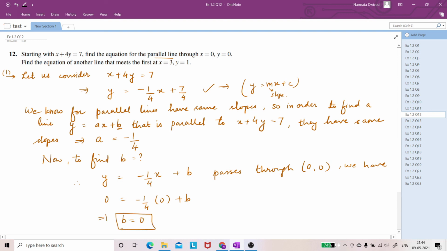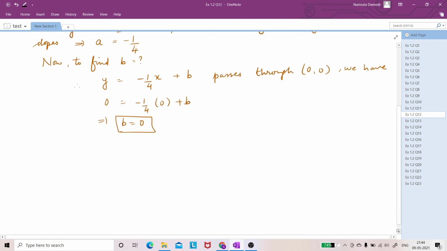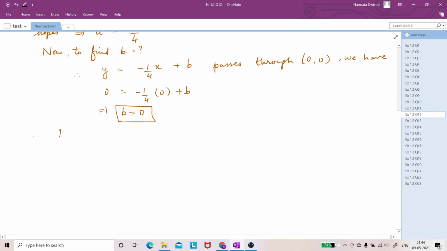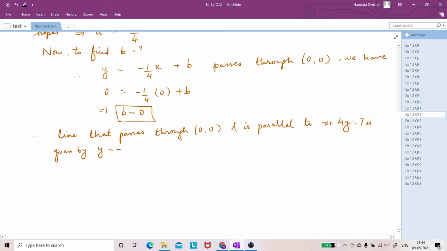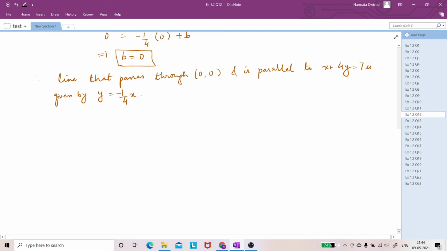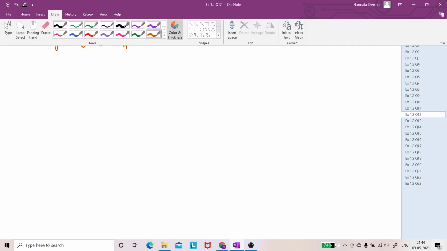Okay, so therefore the line that passes through 0 comma 0 and is parallel to x plus 4y equals 7 is given by y is equal to minus 1 upon 4x. Okay, so our first part is solved.